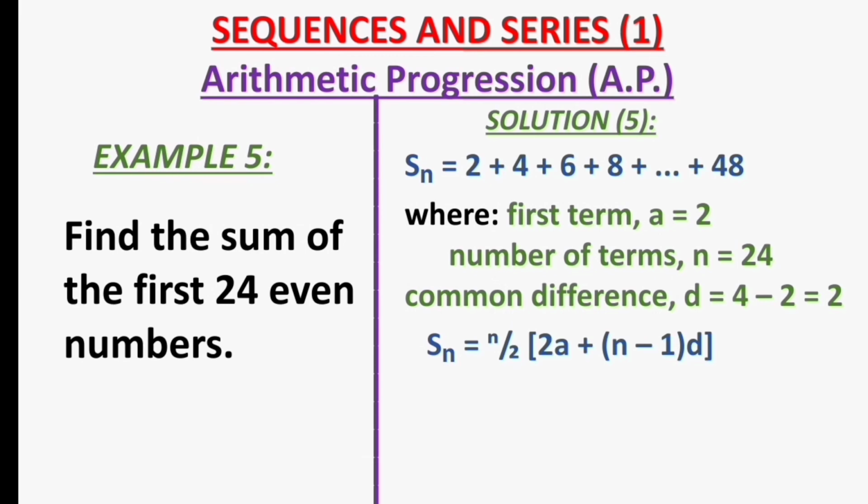Substituting 24 for n, 2 for a, and 2 for d into this second formula for the sum of an arithmetic progression series, what will you obtain as the sum of the first 24 even numbers? Let's see if you are right.